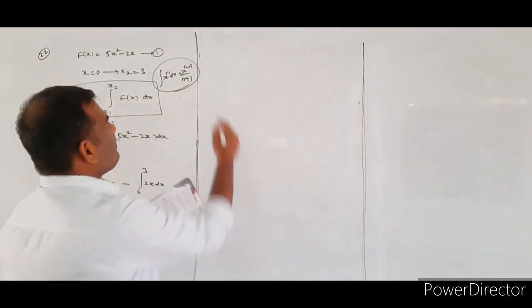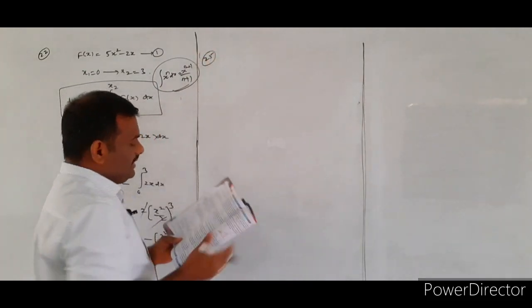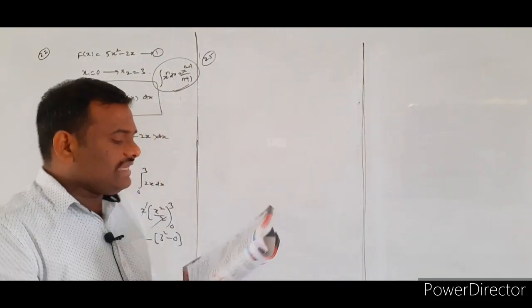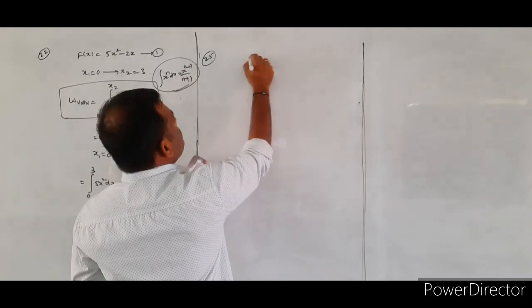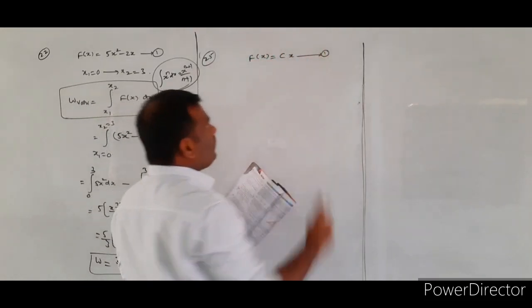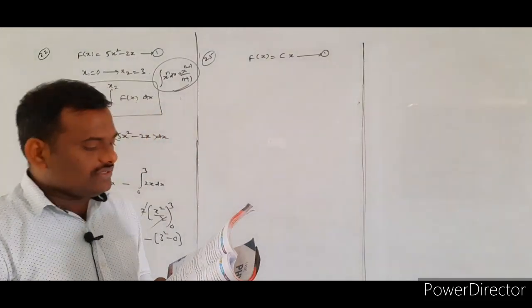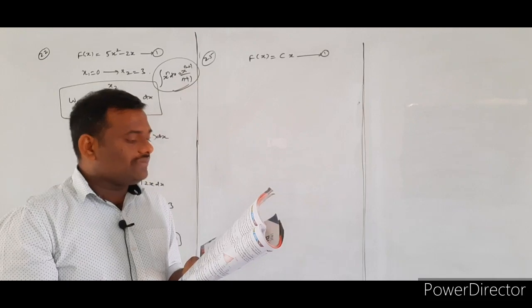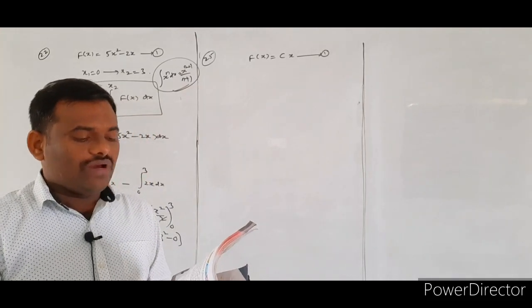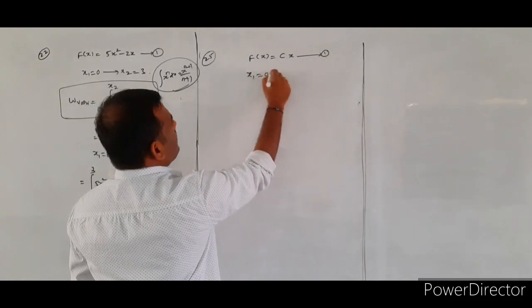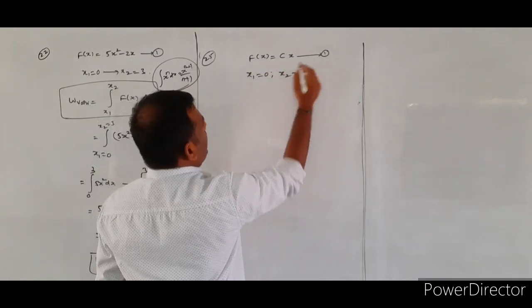See problem number 25. A particle is moving under the influence of the force F is equal to Cx. So f(x) here is given by c into x, where c is the constant. And it is moving from x is equal to 0 to x is equal to x. Work done in this process: the limits will be given by x1 is equal to 0 to x2 is equal to x.